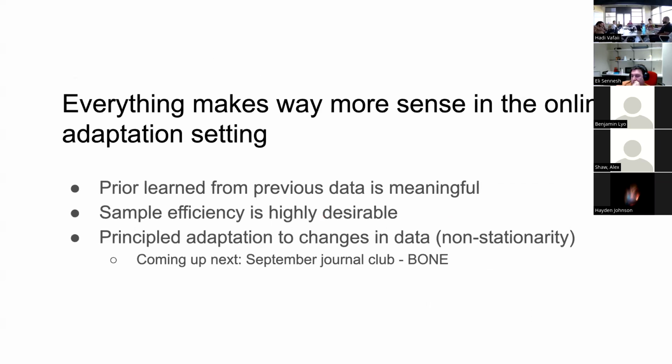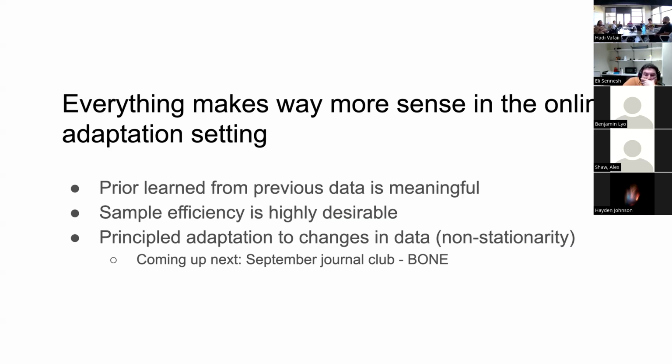And this is just reiterating what I was hoping to get at. All of this stuff that we just went through makes way more sense in a setting where we're actually doing online adaptation, and the main caveat from these experiments is that we're not really looking at online adaptation. For one thing, the prior that we've learned from previous data is actually meaningful. It's not just some unit Gaussian.